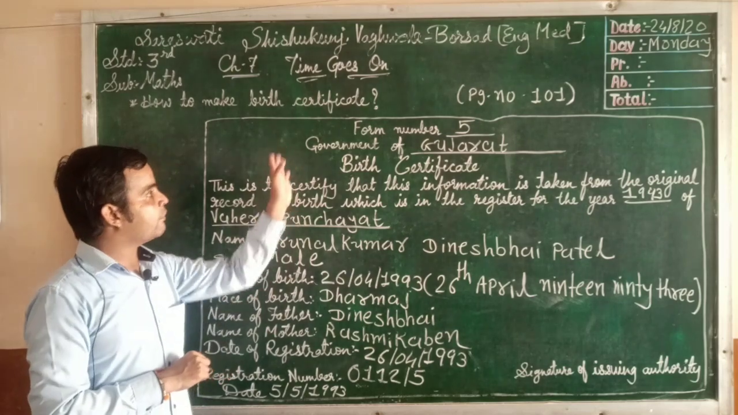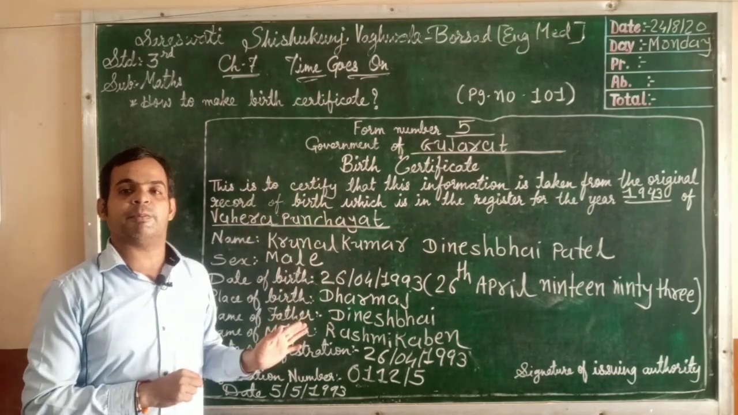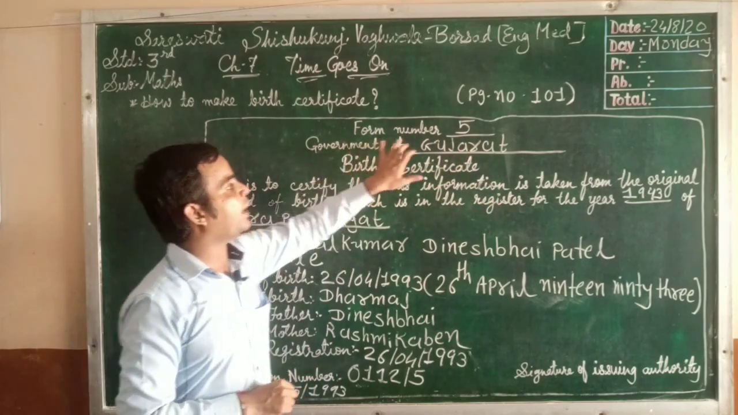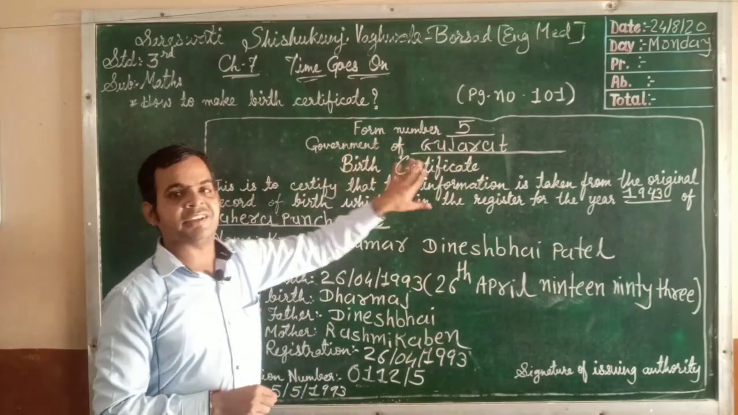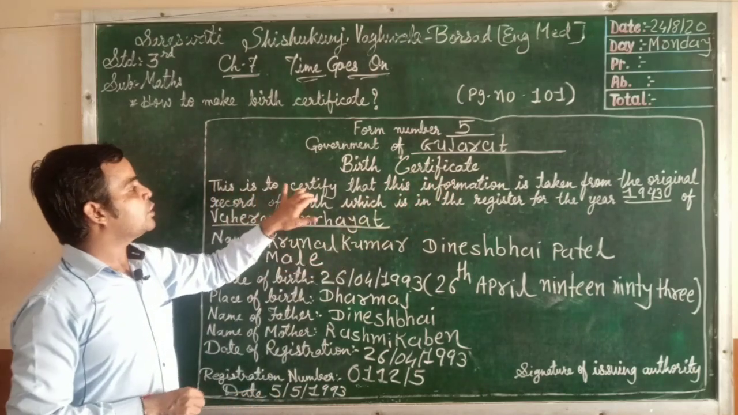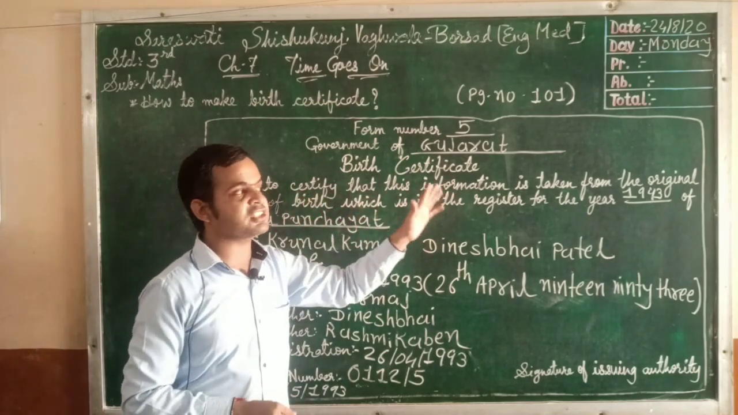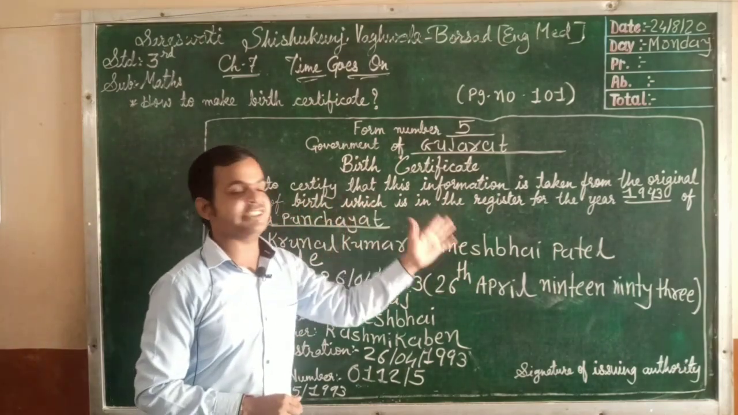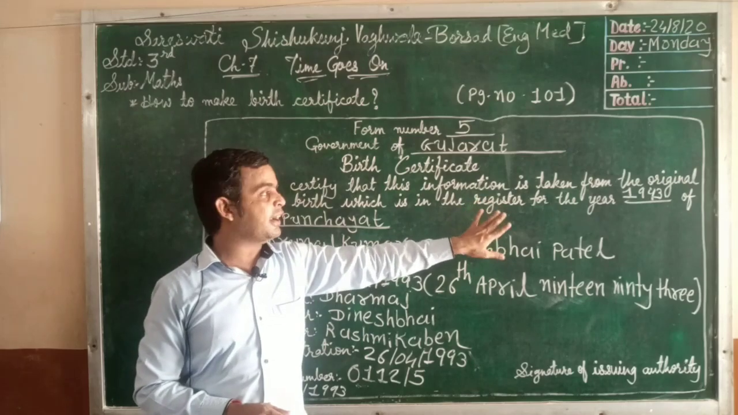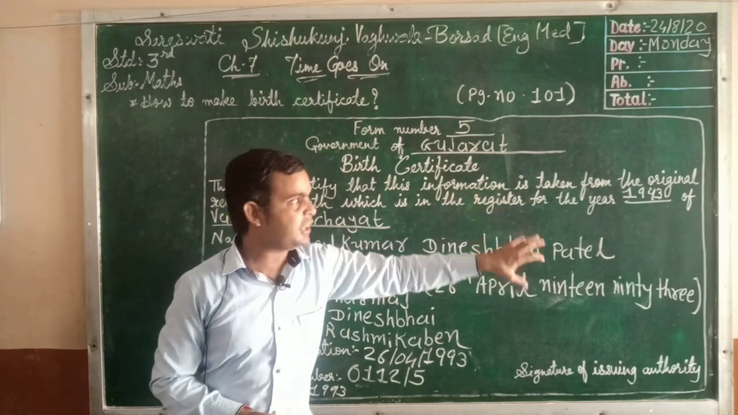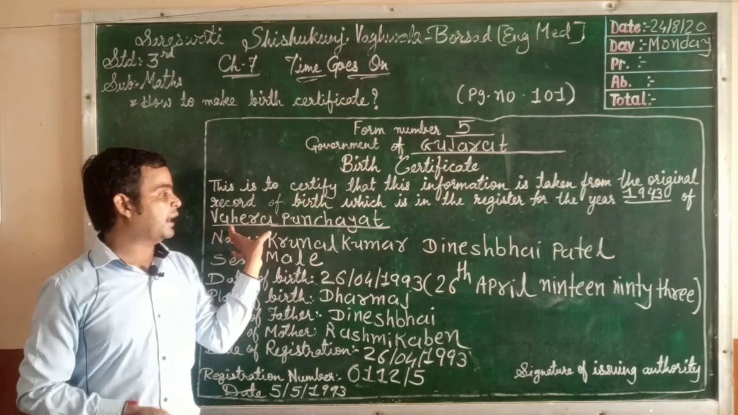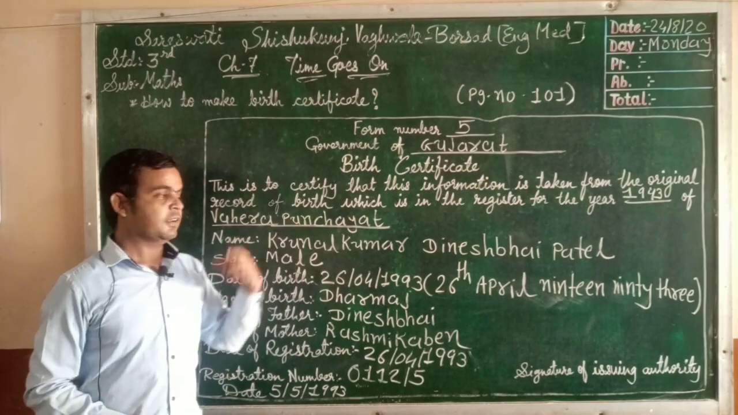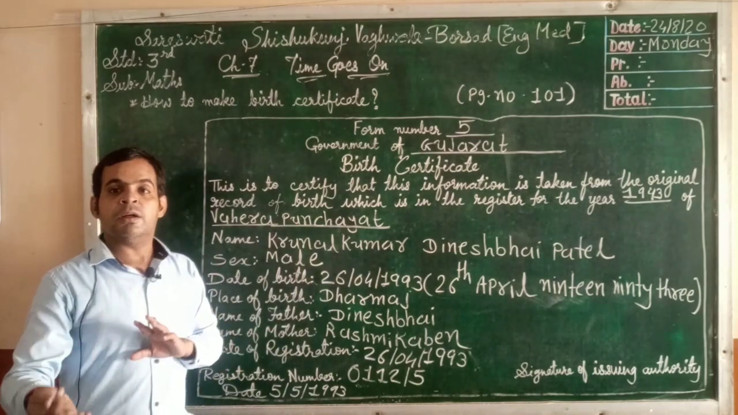Okay, so here I will read again the whole birth certificate. So here I have written form number 5, then government of Gujarat, then birth certificate. Now this is to certify this information is taken from original record of birth which is in the register for the year. Here we write register year 1993 of, here we have to write the panchayat name. So here Vaira Panchayat, right? I've written. Now then we have to write our information.